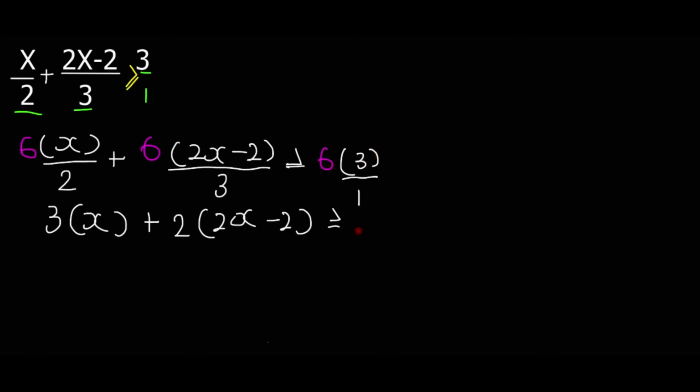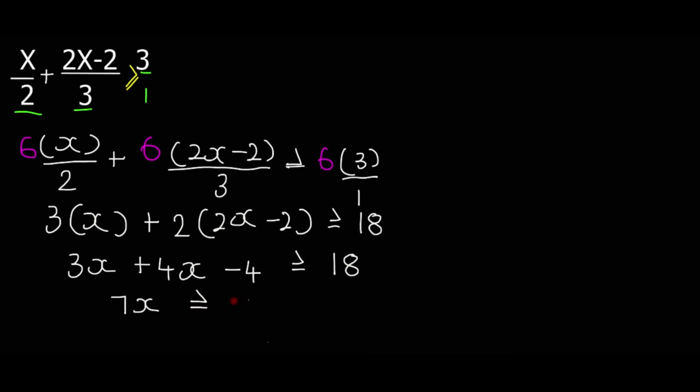And then 6 times 3 is 18. And then from here 3 times x is 3x. And then 2 times 2x is 4x. And then 2 times minus 2 is minus 4. It's greater than or equal to 18. And then from here I add 3x plus 4x is 7x, and then take negative 4 to the other side, and then you have positive, and then 18 plus 4 gets 22.